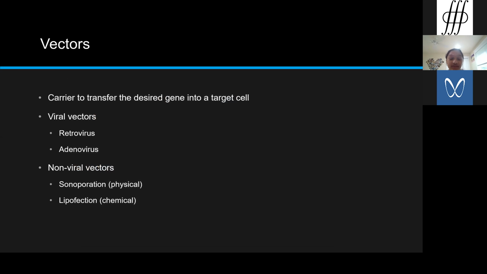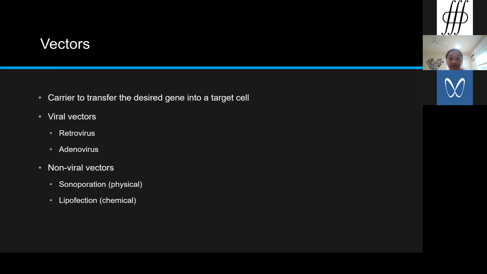Okay, and basically, vectors are carriers to transfer the desired gene into a target cell, because to do that, you need a carrier. You can't just take a gene and put it in the human and just expect it to work really. So you need a vector because that is the way of transferring the gene. Basically, a section of DNA or gene containing instruction for making a protein is packaged within the vector. So it's used for transport.